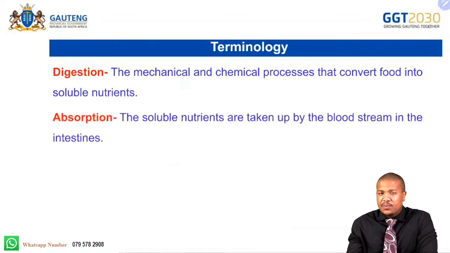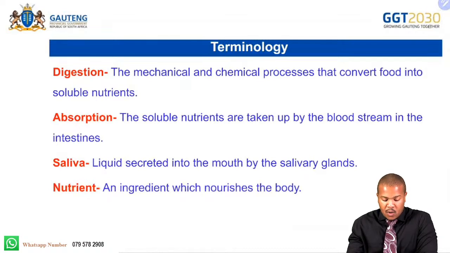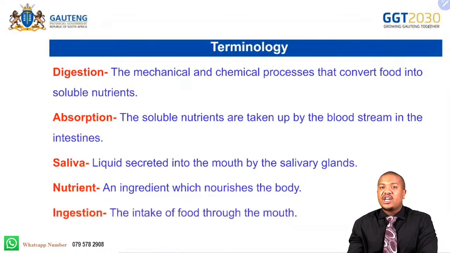Then we have absorption, which is when the soluble nutrients are taken up by the bloodstream in the intestines. Then we have saliva, which is the liquid secreted into the mouth by the salivary glands. We also have nutrient, which is an ingredient which nourishes the body. Also, we have ingestion, which is the intake of food through the mouth by biting, by chewing, and so on.